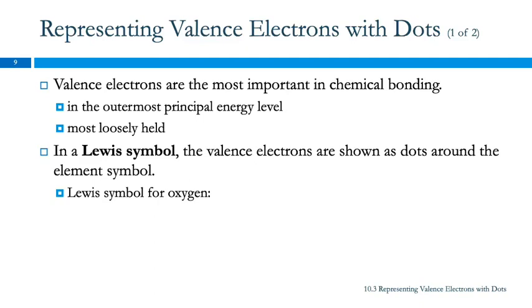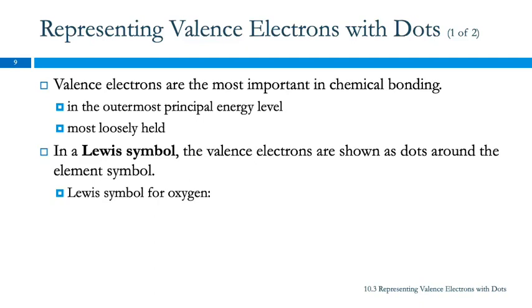So the valence electrons are the ones that are the most important in chemical bonding because those are the ones on the outside of the atom. And so those are the ones that are going to interact with other atoms. In the highest principal energy level, they're the most loosely held. So in a Lewis symbol for an element, we show the chemical symbol surrounded by dots for the valence electrons.